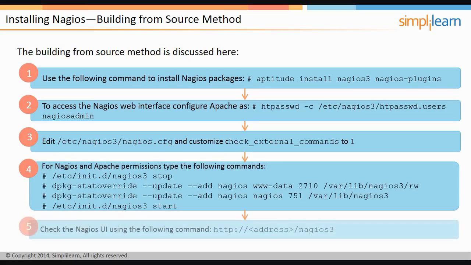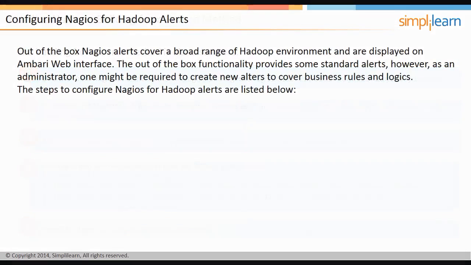Next, check the Nagios UI using the commands shown on the screen. In the next couple of screens, we will understand how to configure Nagios for Hadoop alerts. Out of the box, Nagios alerts cover a broad range of the Hadoop environment and are displayed on the Ambari web interface. The out-of-the-box functionality provides some standard alerts. However, as an administrator, one might be required to create new alerts to cover business rules and logic.